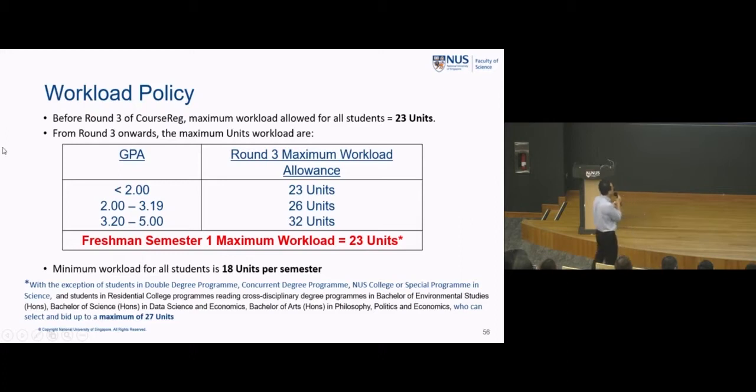All right? Select more. If your GPA is indicating that you may be facing some coping issues, or maybe you want to do a little bit easy, you don't want to go through too much, you can choose up to 26 units. But there is also a minimum.